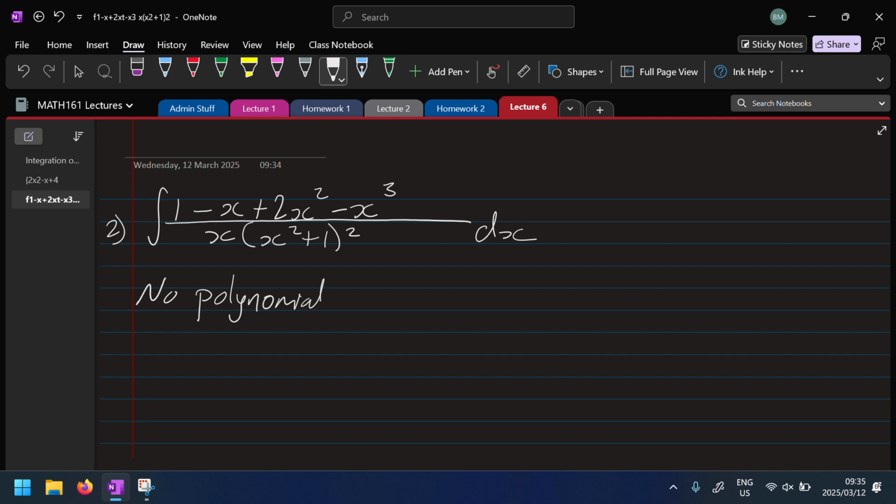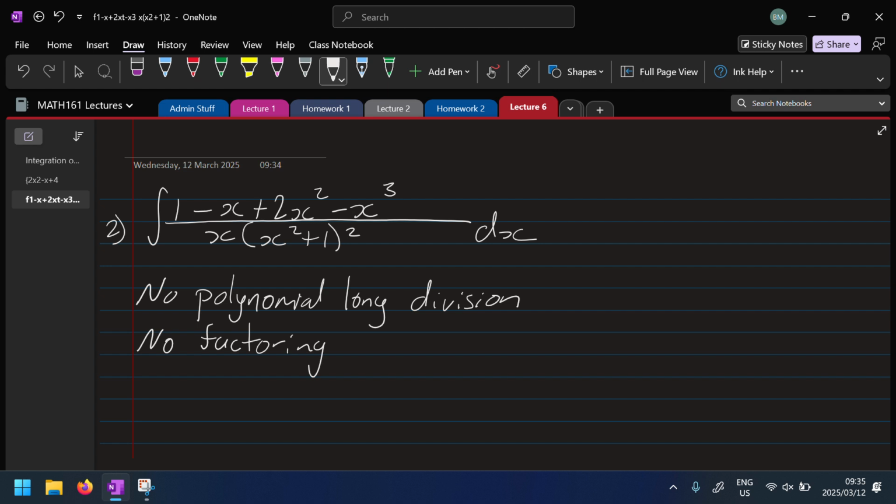Remember, I'm not going to tell you if you need polynomial long division. You need to figure it out. Okay, the next thing was factoring. But the bottom is already factored, so that's given to us. That's fine. So no factoring needed. Sometimes I will give you questions where it's already factored. That saves you some working.